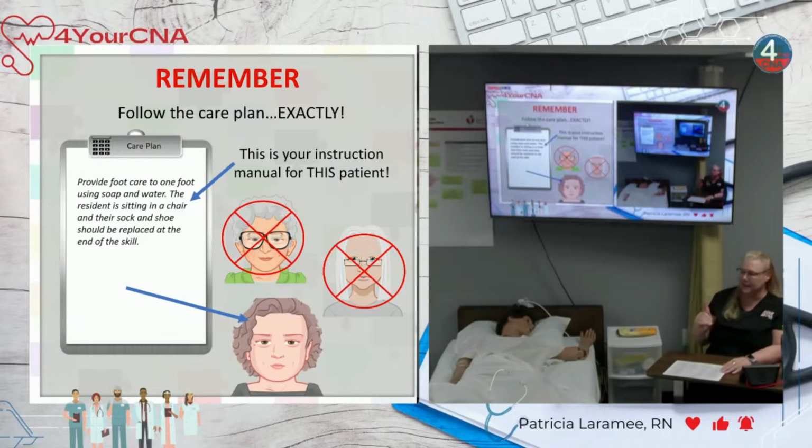If you use this when you're getting report, it makes sure you know all of the pertinent information about each one of your patients and nothing gets missed. It's called the TEAMS report. You don't have to use it, but I'm telling you, if you start implementing this, you will find that you're much more informed about your patients and nothing gets missed.